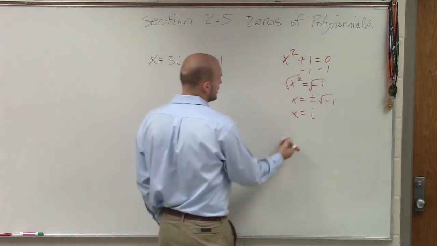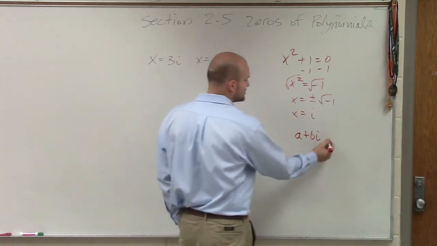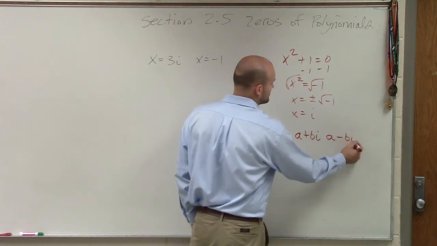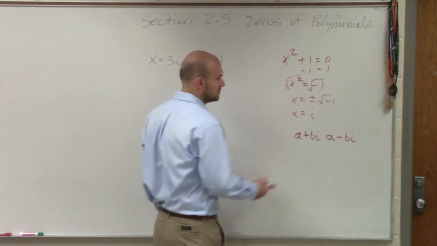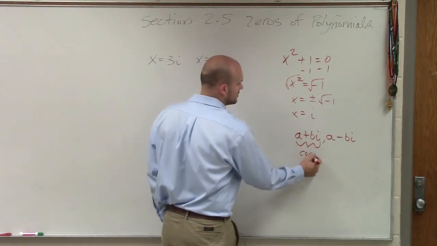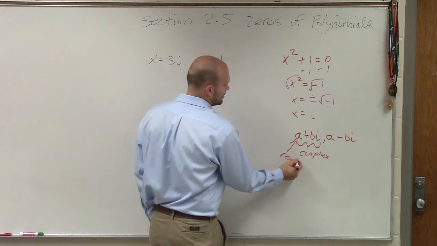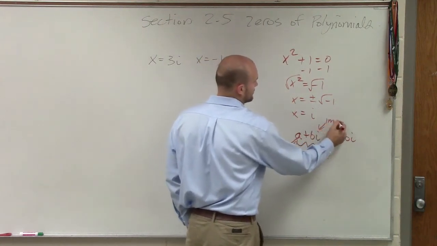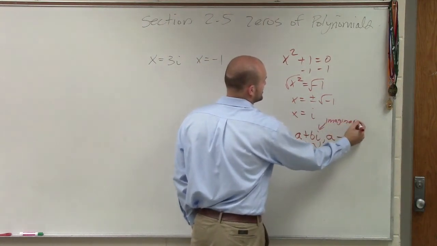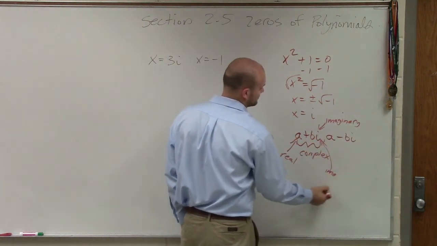One example: if we have A plus BI, the complex conjugate of that would be A minus BI. What makes it complex? This is what we call the complex number. The reason it's a complex number is we have a real part and we have an imaginary part. And the imaginary part is imaginary because we have the imaginary unit, I.